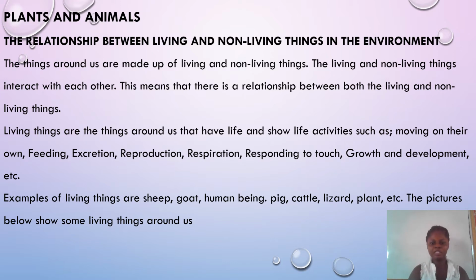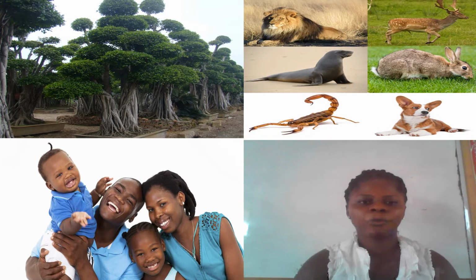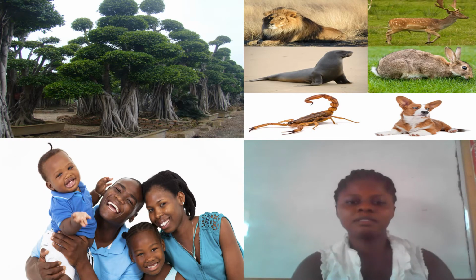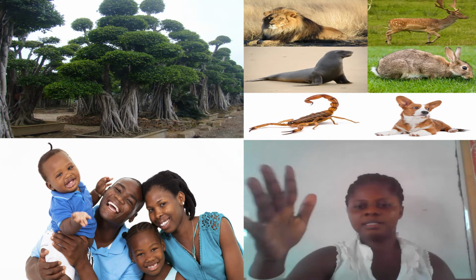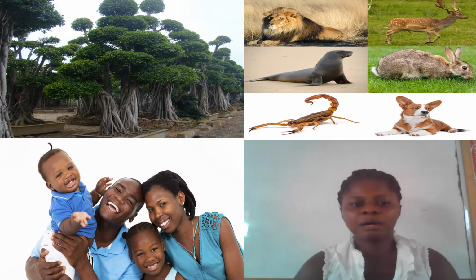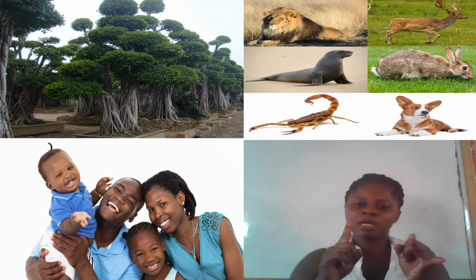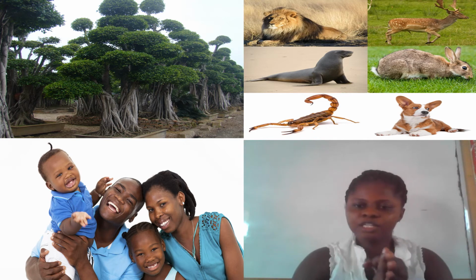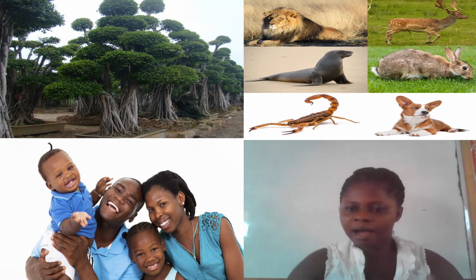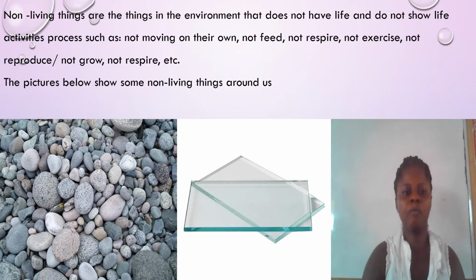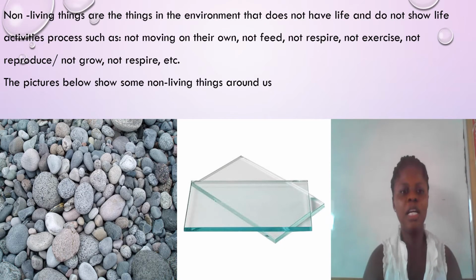Okay, so there are pictures below to show the examples of living things. So let's look at those pictures. Okay, so you can see human beings, you can see plants, and you can see animals. They are all examples of living things because they grow, they produce young ones, they excrete, they respire, they breathe. Okay, they have life in them.